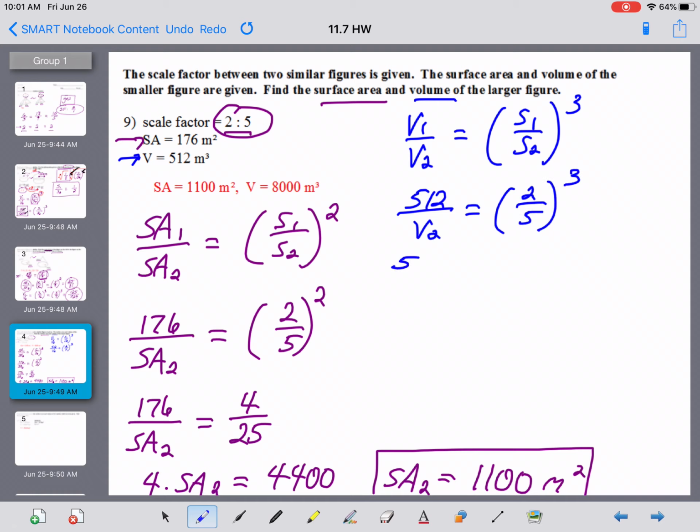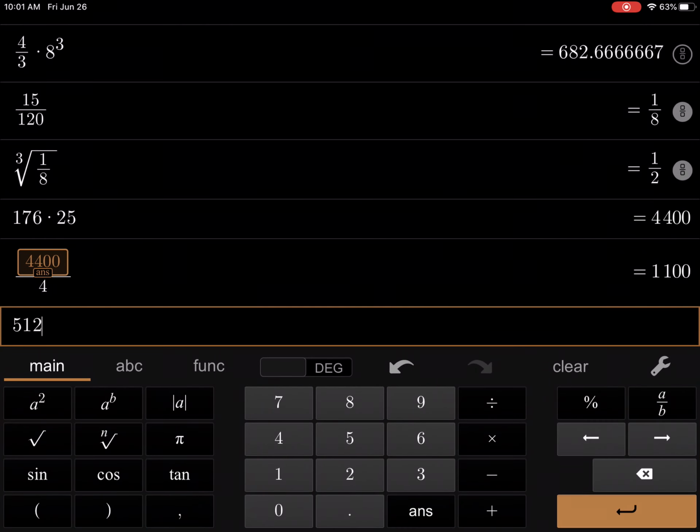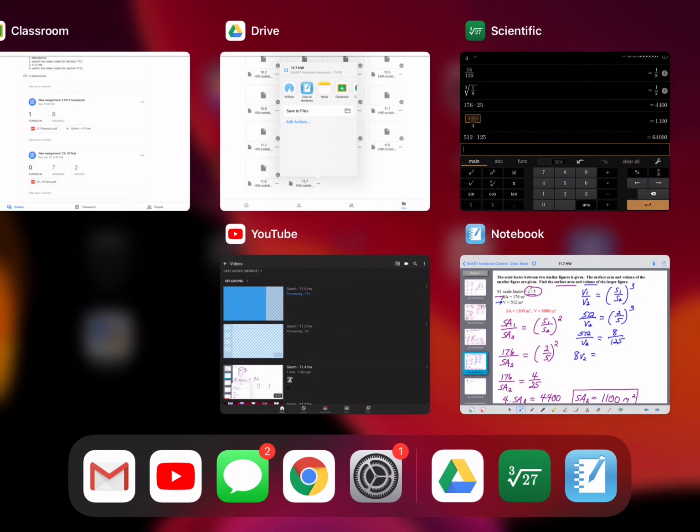All right, so cubing the right side, we're going to get 512 over V2 is equal to 2 cubed, that's 2 times 2 times 2, which is 8, and the 5 cubed is going to be 125. Cross multiplying, 8 gets multiplied by V2, can't do anything with that, but now the other cross product is big and ugly, 512 times 125. 512 times 125 is equal to 64,000. Big number there.